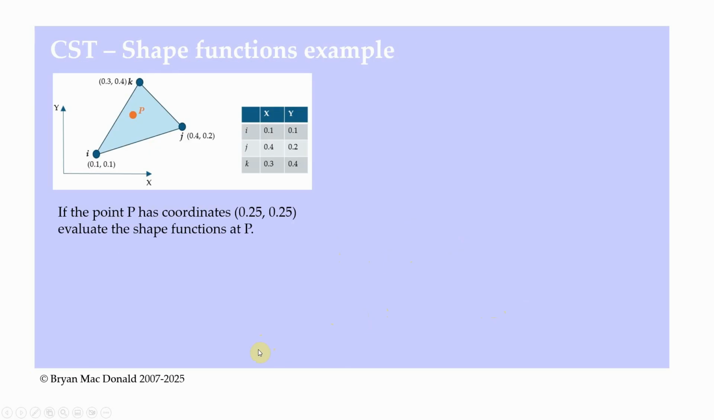Okay, so let's do something about what we know so far. I've mentioned this a few times, that if you know the coordinates of a point, you can find the shape functions at that point and so on, and you can transform between coordinates. So let's take an example of this. Here we're given a constant strain triangle. Again, it's got 3 nodes, I, J, K. We're given the coordinates of the 3 nodes, and we're told there's a point P somewhere inside in the element. And this point P has the coordinates 0.25 and 0.25. And we're asked, evaluate the shape functions at P.